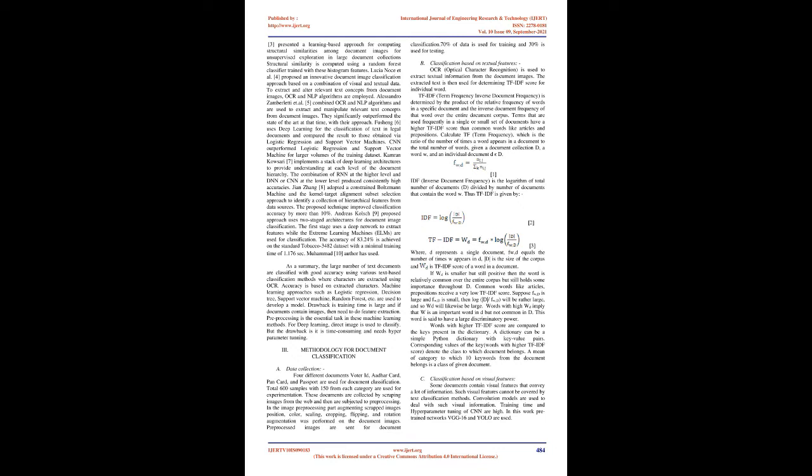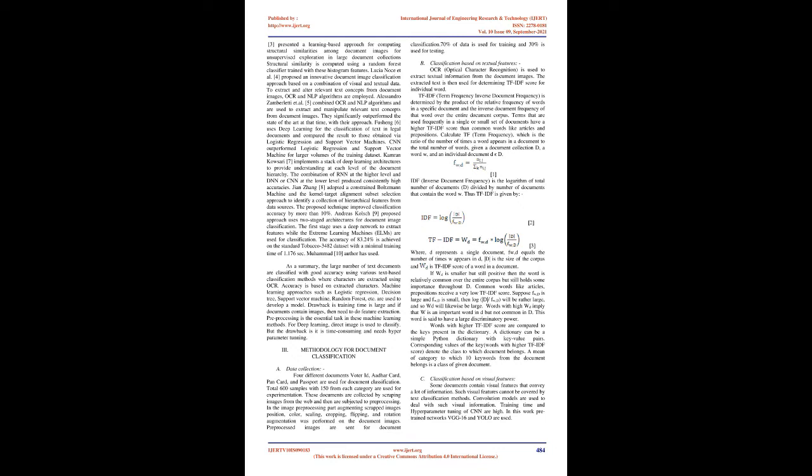Cameron Cowsery 7 implements a stack of deep learning architectures to provide understanding at each level of the document hierarchy. The combination of RNN at the higher level and DNN or CNN at the lower level produced consistently high accuracies. Jianzhang 8 adopted a constrained Boltzmann machine and the kernel target alignment subset selection approach to identify a collection of hierarchical features from data sources. The proposed technique improved classification accuracy by more than 10%.